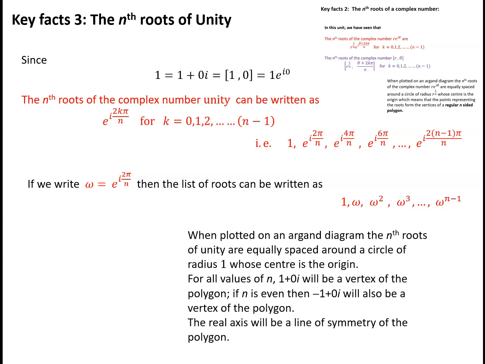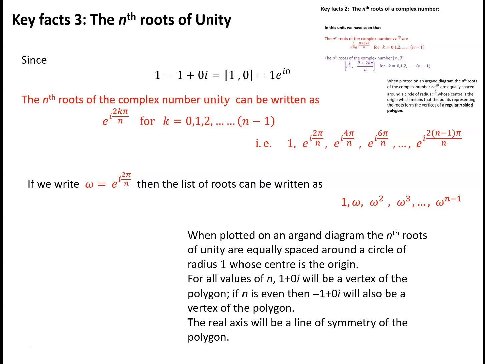If we plot on an Argand diagram the nth roots of unity, they're going to be equally spaced around a circle of radius 1, whose centre is the origin. For all values of n, 1, or 1 plus 0i, will be a root of unity, so this is going to be one of the vertices of the polygon. If n is even, then minus 1, or minus 1 plus 0i, will also be a vertex of the polygon.